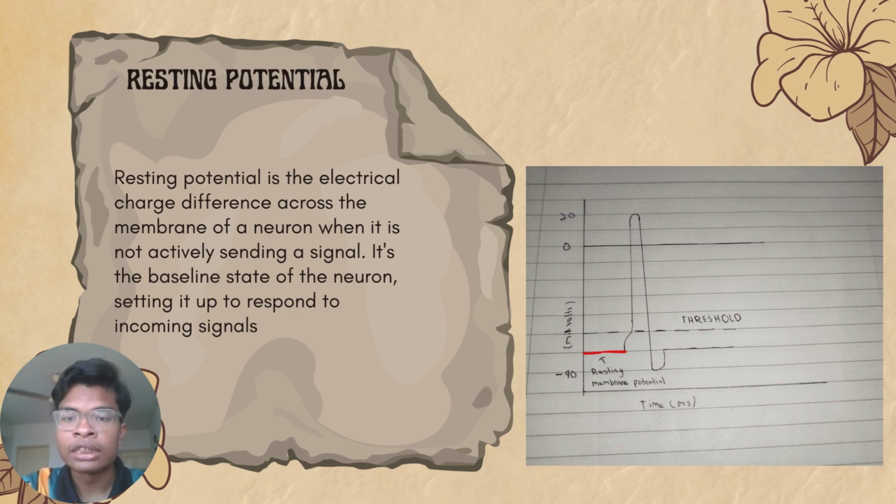First of all, I would like to start by explaining the definition of resting potential, or resting membrane potential. Resting potential is the electrical charge difference across the membrane of a neuron when it is not actively sending a signal. It's the baseline state of the neuron, setting it up to respond to an incoming signal. This potential is key for preparing the cell to respond to any signal it might receive.